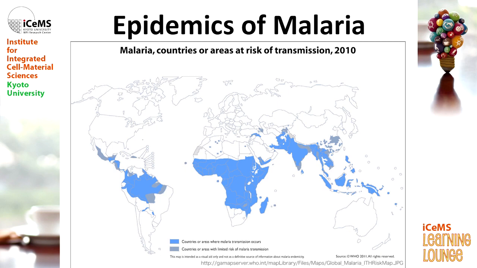Epidemics of malaria happen mainly in Middle and East Africa, Latin America and South Asia. This is a malaria risk map. In the blue area, malaria occurs. You may feel you are safe because Canada or Japan is not painted. However, things are not so easy.